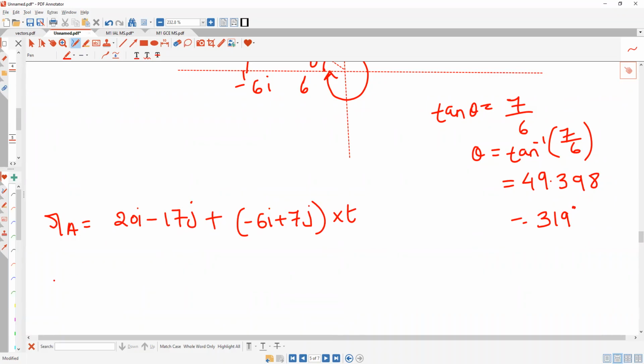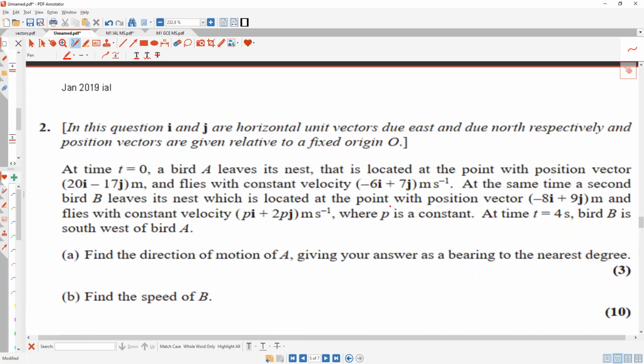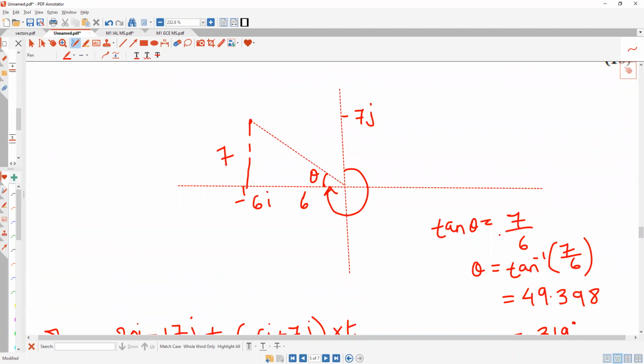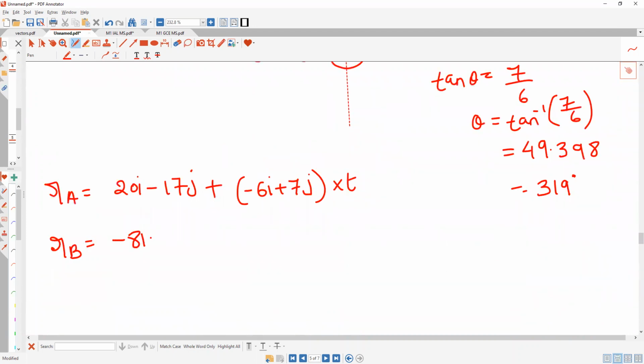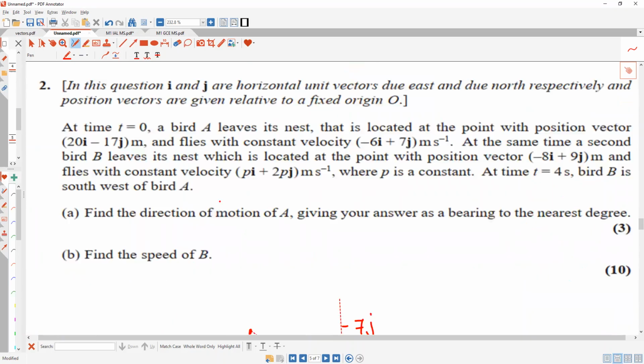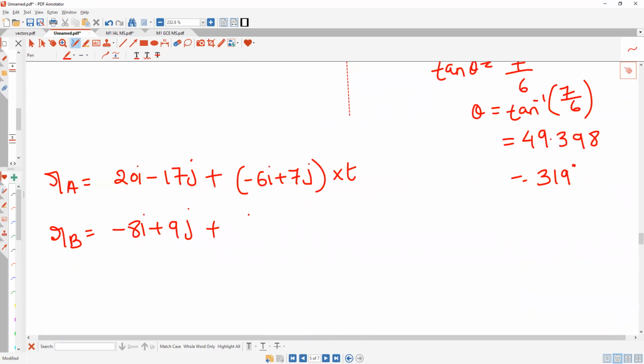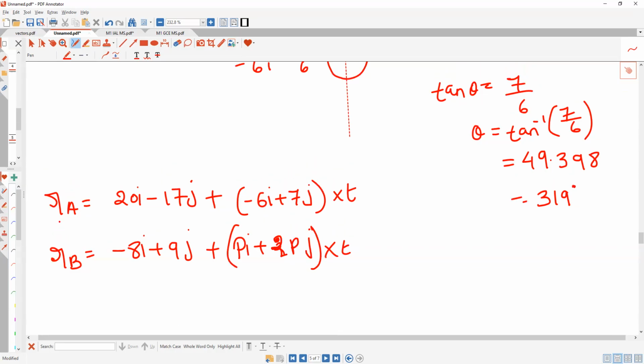Now let's go with rB. What's your initial position vector for rB? Minus 8i plus 9j, plus what is the velocity here? Velocity is pi plus 2pj, into t. That's your velocity. Fine, so I got two equations.